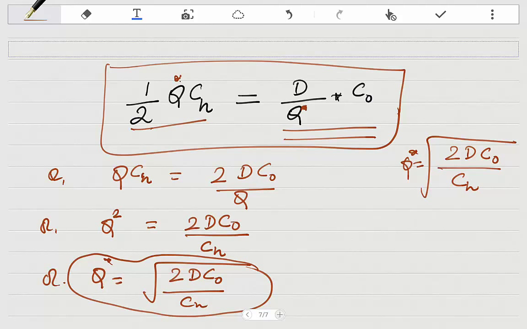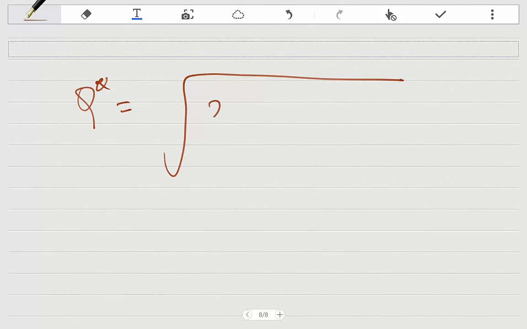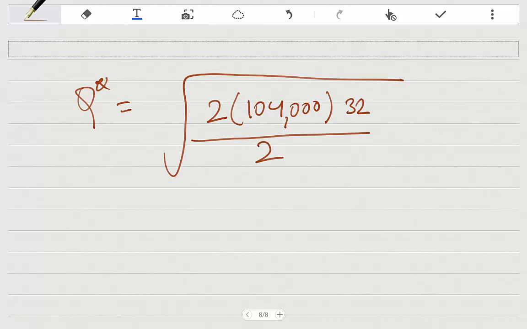So let's see what would happen in our case. In our case, that means Q star would have been the square root of 2 times our yearly demand of 104,000, times our ordering cost of 32, divided by our holding cost of 2. So our Q star comes out to be 1,824 cases. So you should order 1,824 cases every time so that your total cost is minimized.